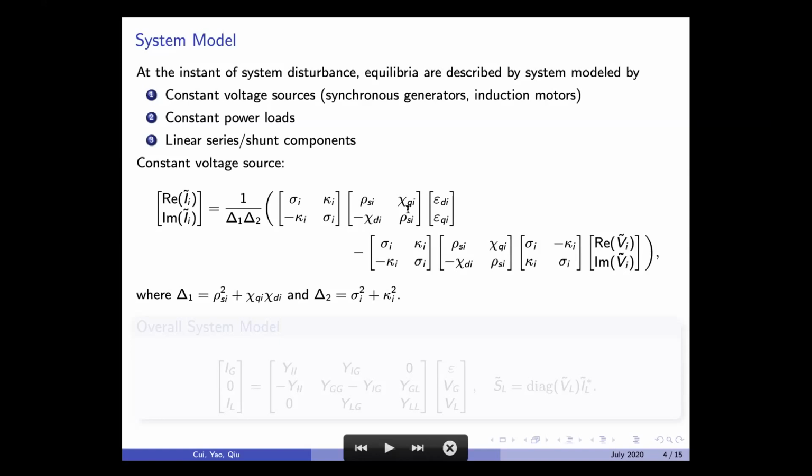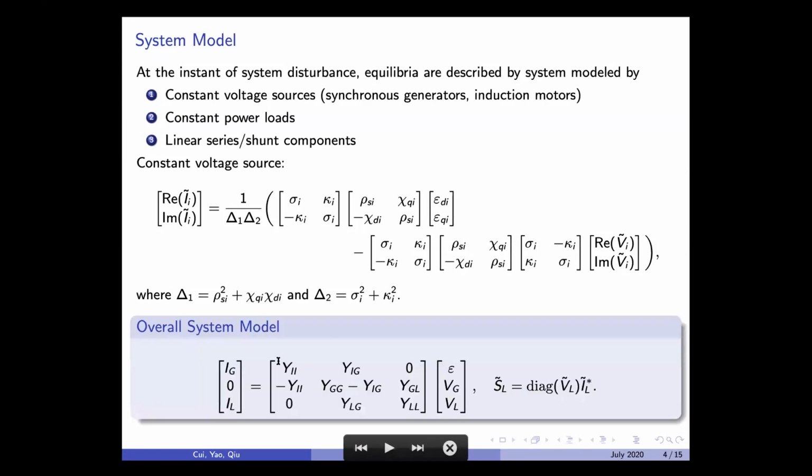axis reactance. So if we stick with this model, we can formulate the overall system model by using the rectangular coordinates as follows. Where this augmented admittance matrix relates the current and voltage of all the system nodes, augmented by entries representing the generator internal potential. And notice here we also have the nonlinear power flow equations describing the power balance at the load buses.